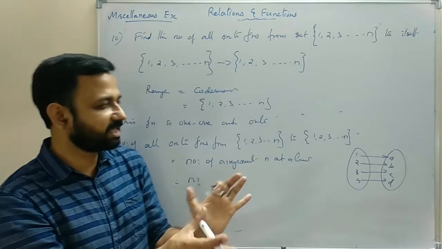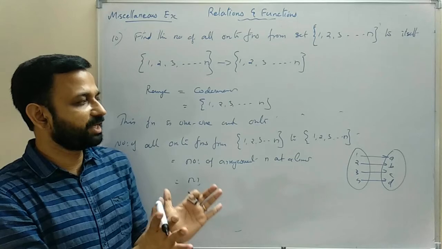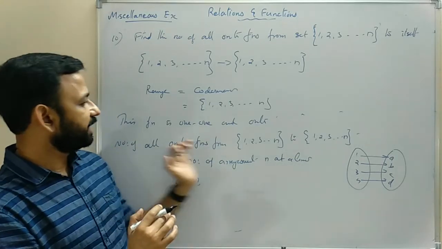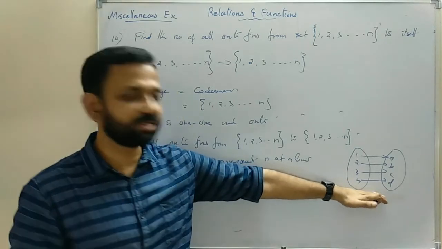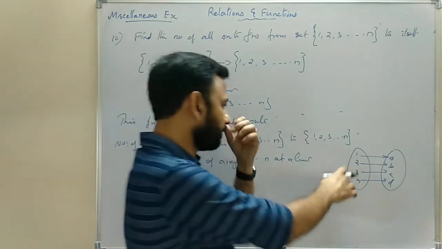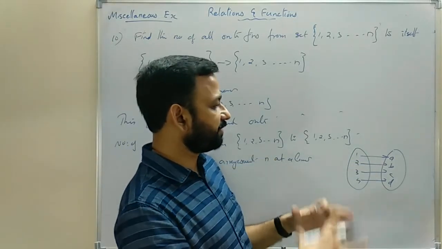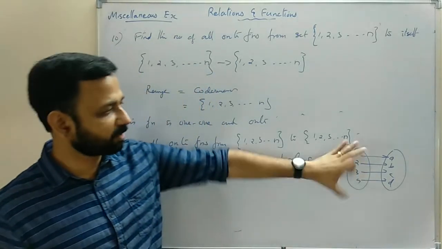So we can take that function in different ways. So we need to find the total number of functions. If it is 1-1 and onto, here it is 1-1 and onto. This is the same situation. And here we have 4 elements. Here we have n elements. Here we have 4 elements. And when we have 4 elements, how to find the number of functions?